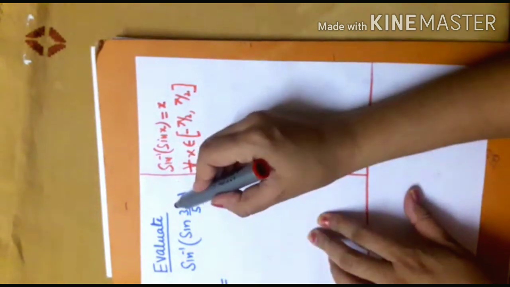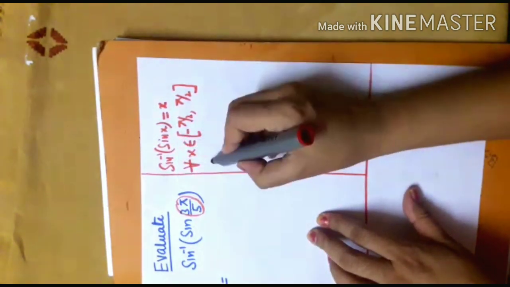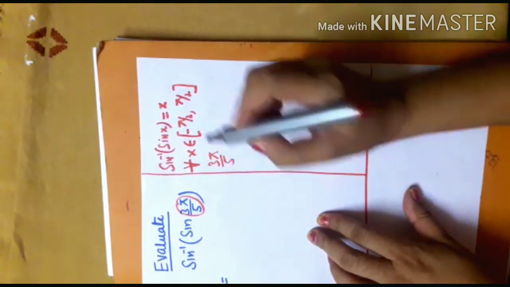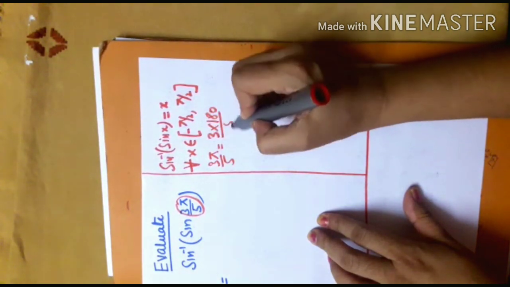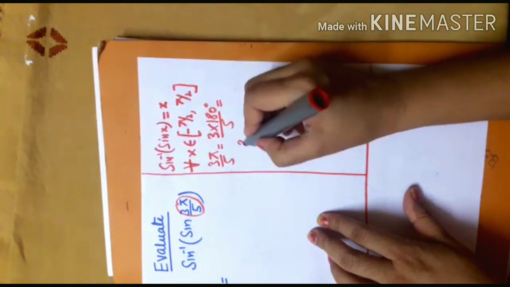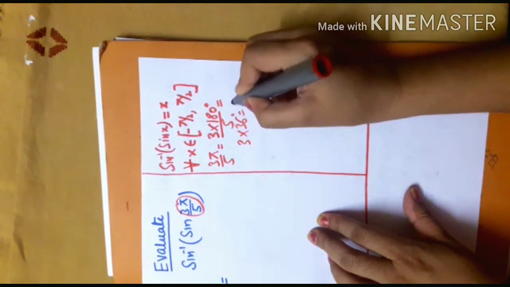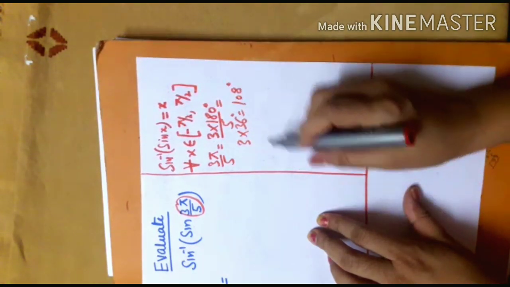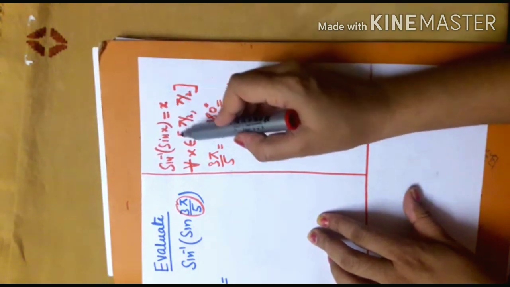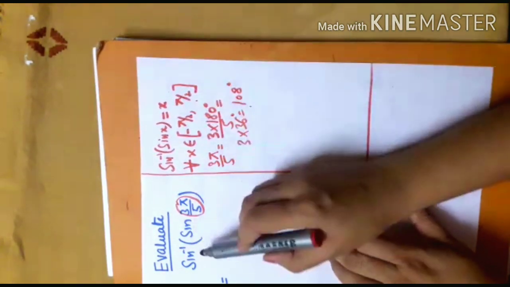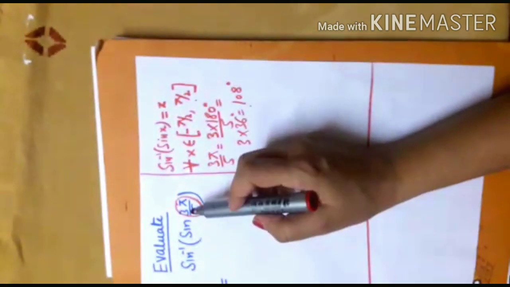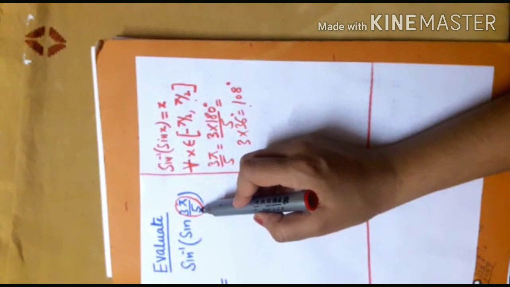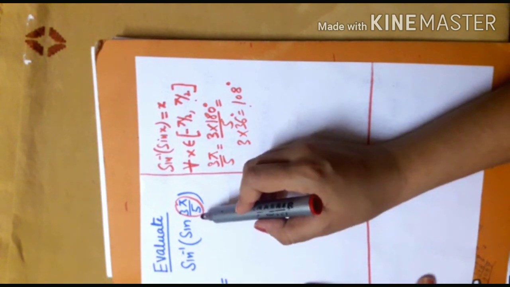But here, this x, that is 3 pi by 5, will be equal to 3 into 180 over 5 degrees. So it will come out to be 108 degrees. And you can see this does not lie in this interval. So its value cannot be 3 pi by 5 because 3 pi by 5 does not lie in the principal value branch. So I have to modify this.